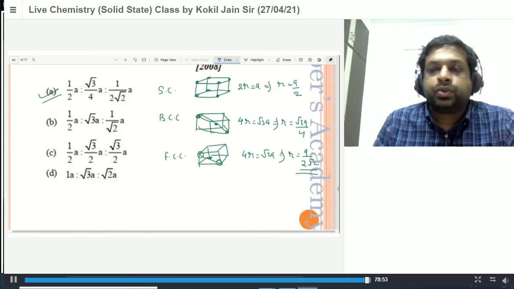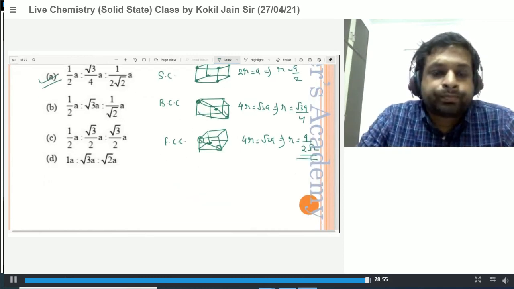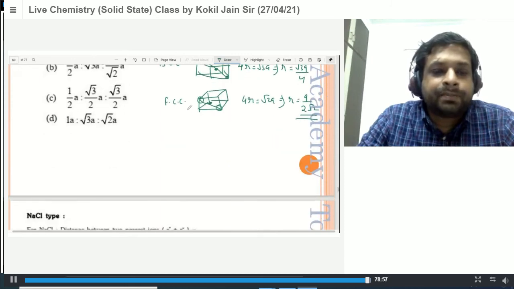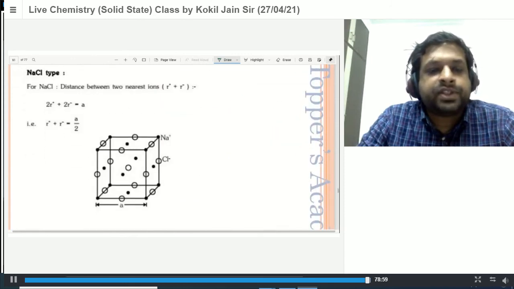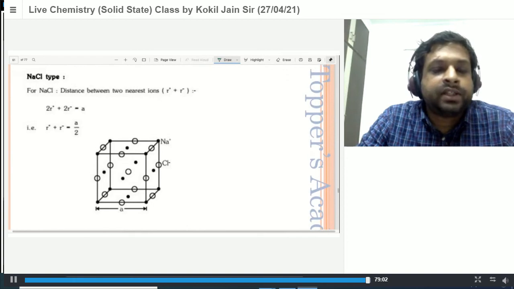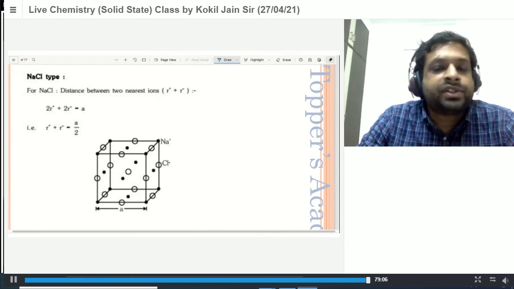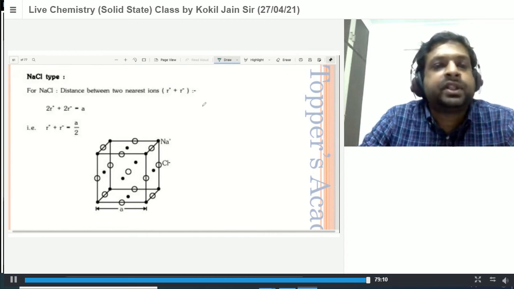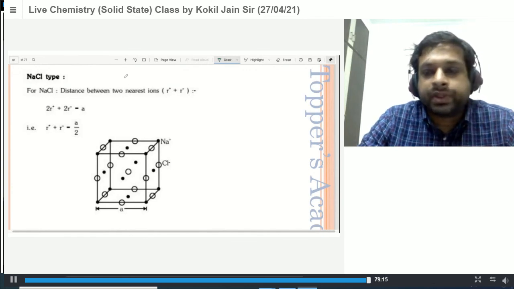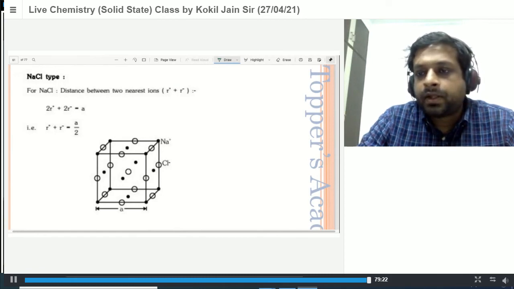So we are going to continue with the NaCl type of structure in the next class. We will study what is the arrangement here in case of NaCl type of structure, what is the distance between r plus and r minus, and the number of molecules inside one unit cell in case of NaCl. This is what we are going to see in the next class. So that's it for today. Keep revising, everyone. Let's end it here today.